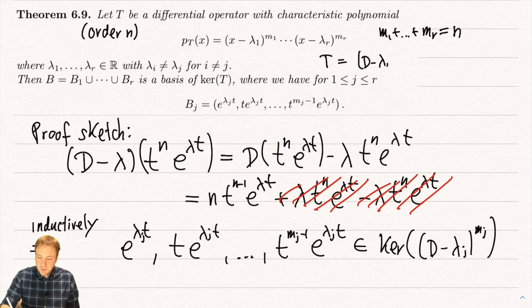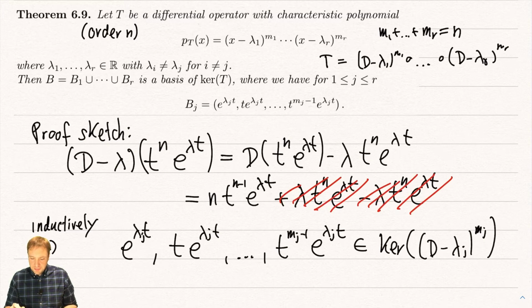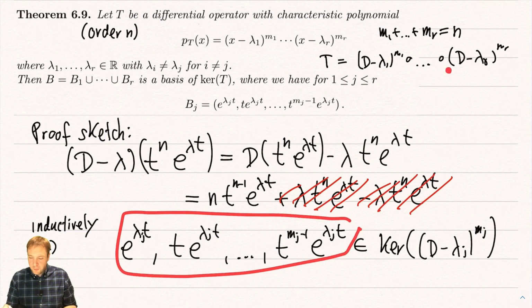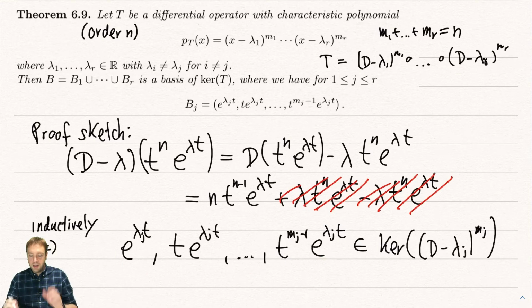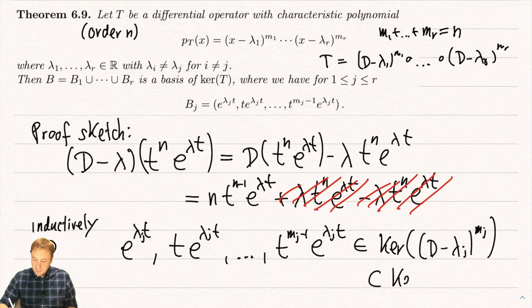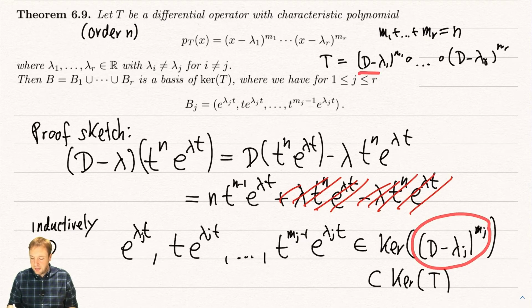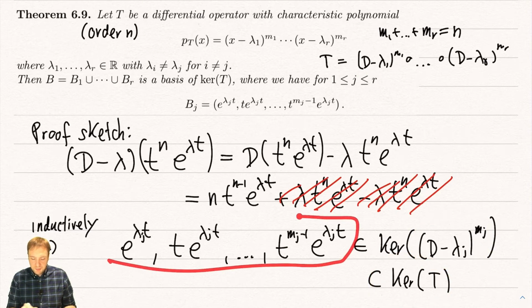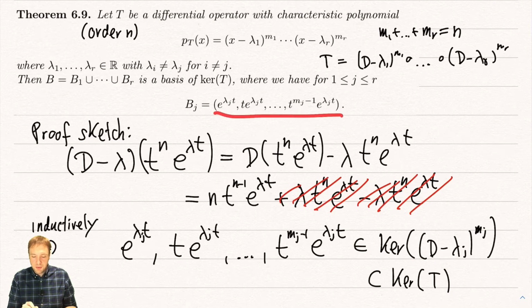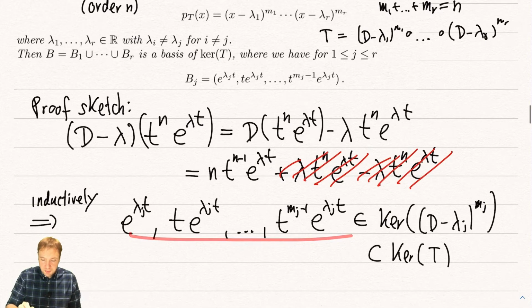It's d minus lambda 1 to m1 up to d minus lambda r to mr. And because these are in the kernel of one of these factors, and the order doesn't matter, we also see that they are in the kernel of t, because the kernels of these factors are in the kernel of t. So for each j, these functions are in the kernel of t. And for a fixed j, they are also linearly independent.